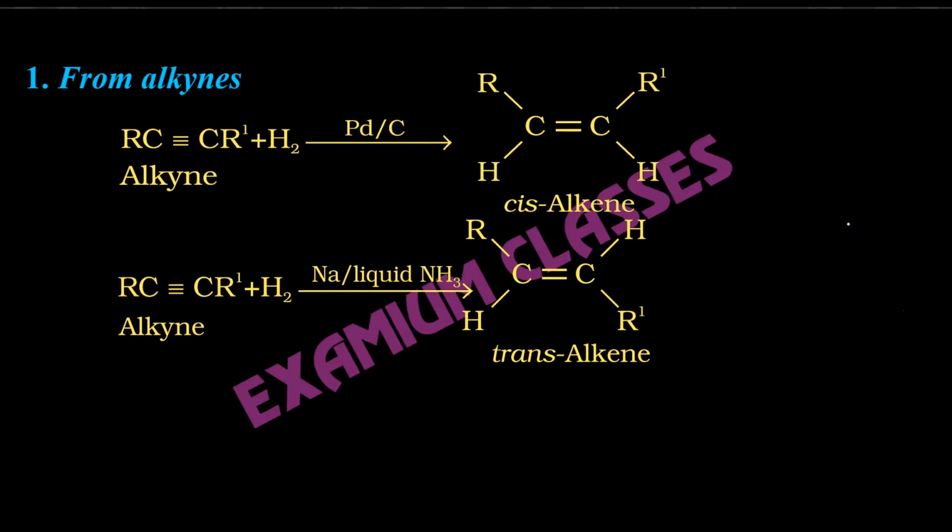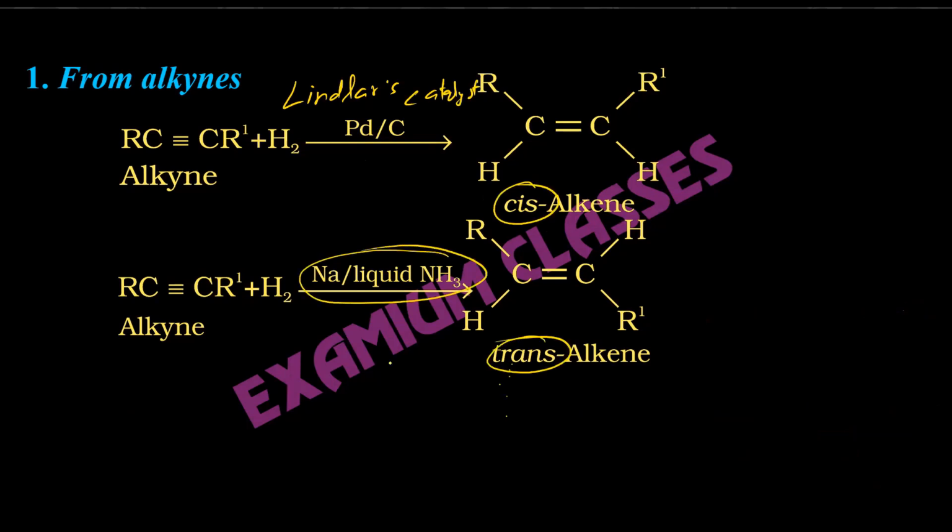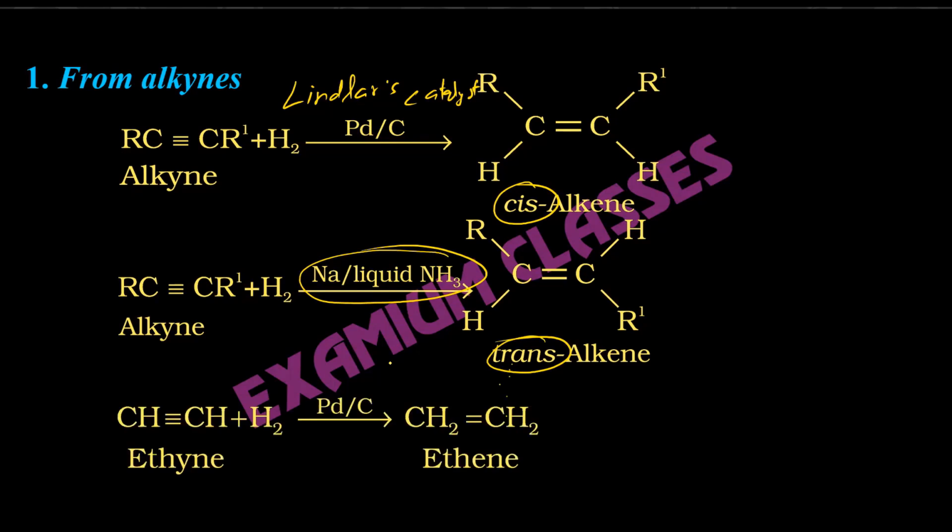Then an important point: when you use palladium with carbon, or palladium with Lindlar's catalyst, if you use Lindlar's catalyst, you will get the cis form. If you use sodium with liquid ammonia, you get the trans form. Very important point. Normally students lose marks here. Directly or indirectly, it can be asked. Similarly, if you have ethyne, you will get ethene.